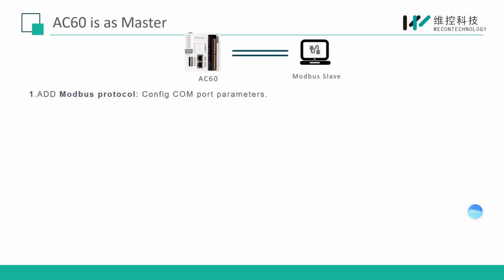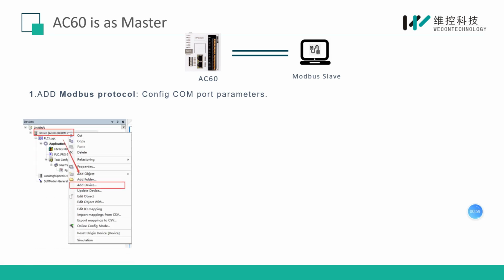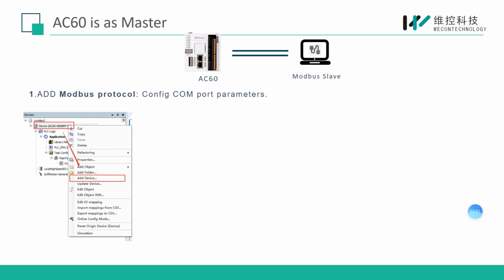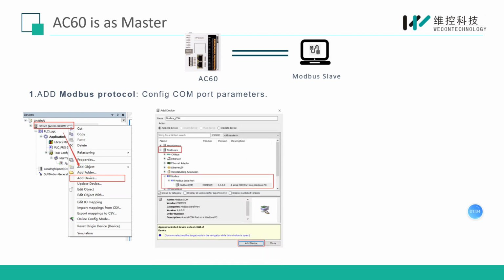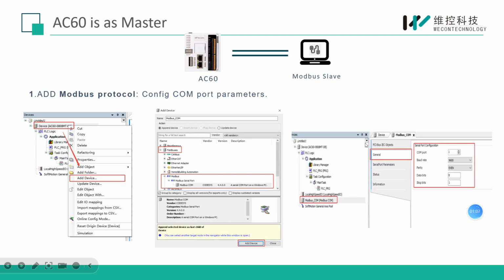Okay, the first part is AC60 as master. Step 1 is to add Modbus protocols. Right-click the device host to add Modbus. In this device, we can set which COM port will be used and set the COM port parameters. In this picture, I used COM1 and made sure of the COM parameters.